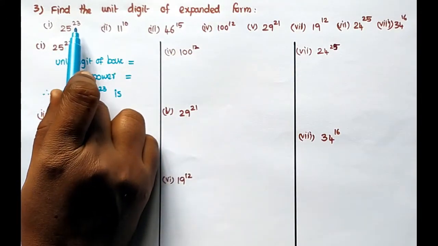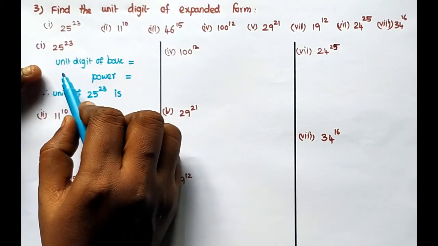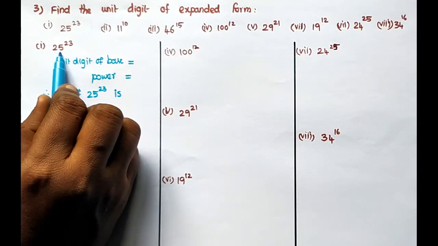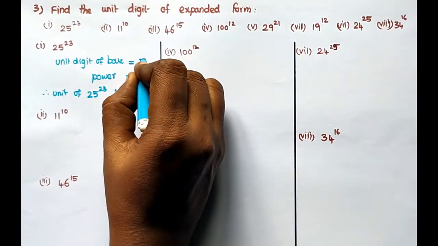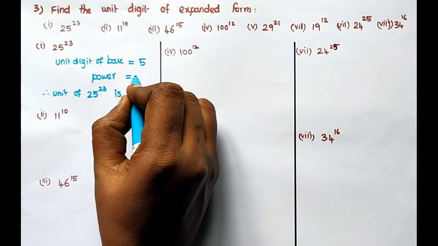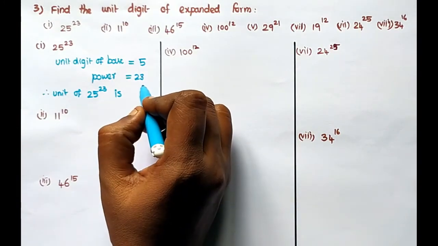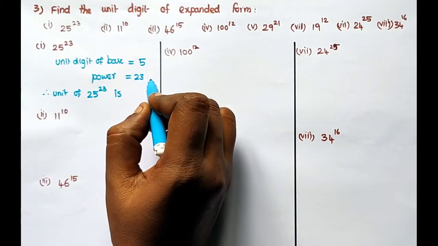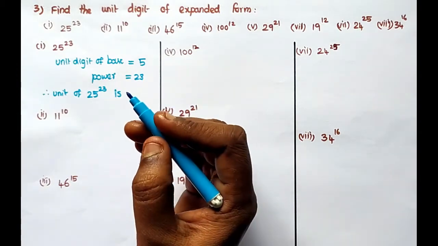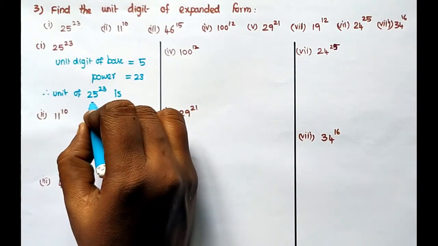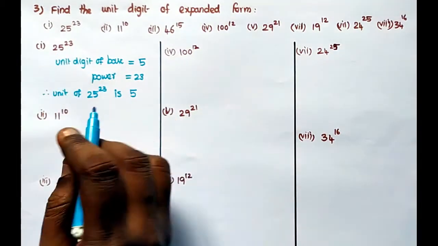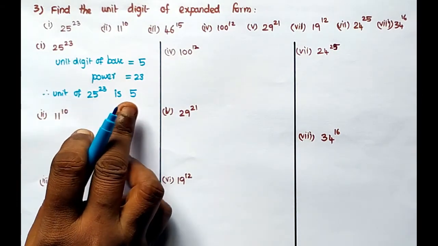Third sum, find the unit digit of the expanded form. First one, 25 power 23. Listen, how to write it: unit digit of the base. What is the base here? 25. Its unit digit is 5. Next, power. Power is 23. Odd or even, anything it is, because the unit digit of base is 5. So 5 power odd or even, the answer ends with 5 only. So the unit digit of 25 power 23 is 5.